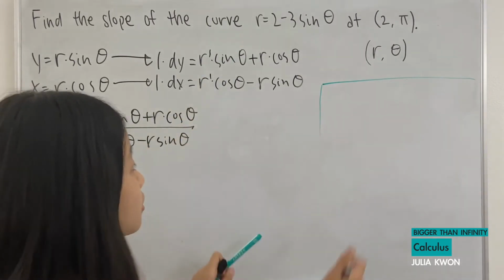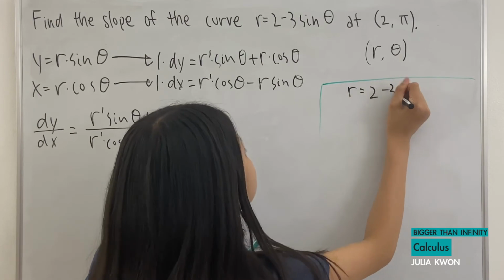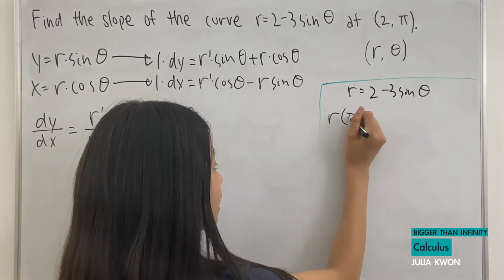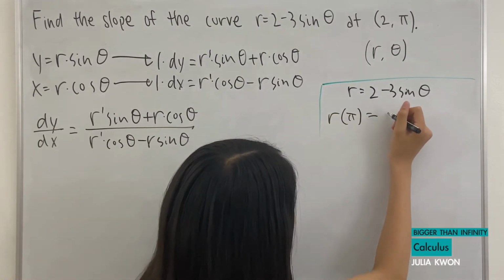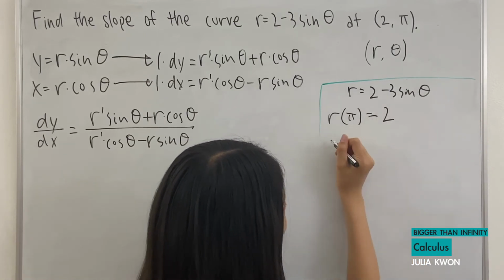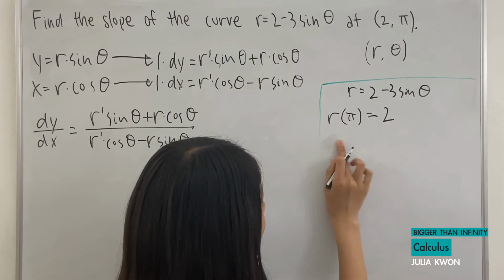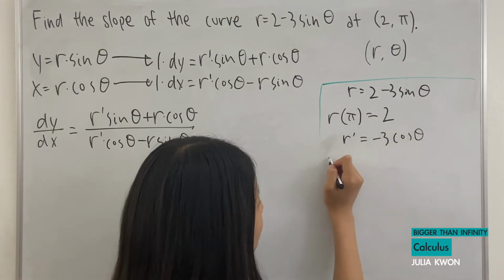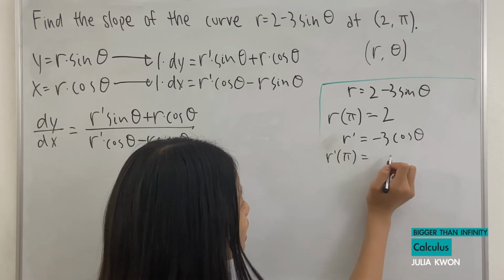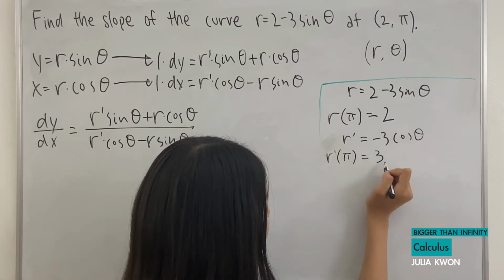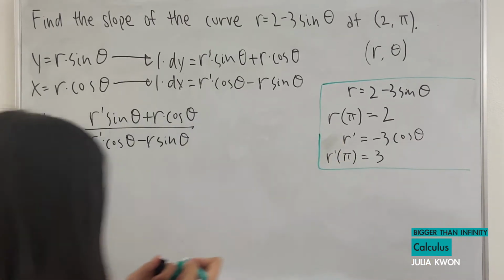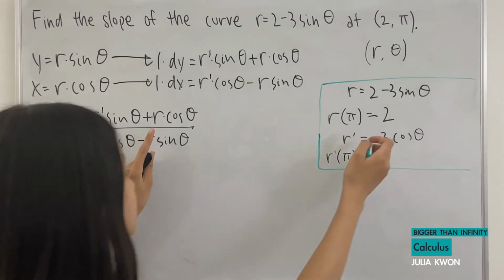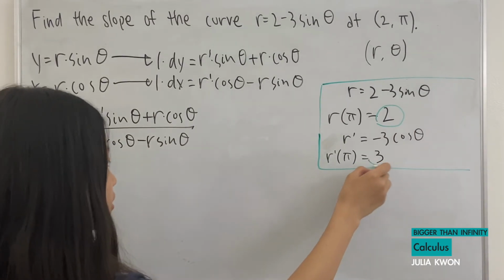First, r is equal to 2 minus 3 times sine theta. That would give us r of pi, when theta is pi, 2 minus 0. And if we take the derivative of r, that would give us r prime as negative 3 times cosine theta. If we put in theta is equal to pi, we would have negative 3 multiplied by negative 1, which is 3. And now we can just put them in. r is equal to 2, and r prime is equal to 3.